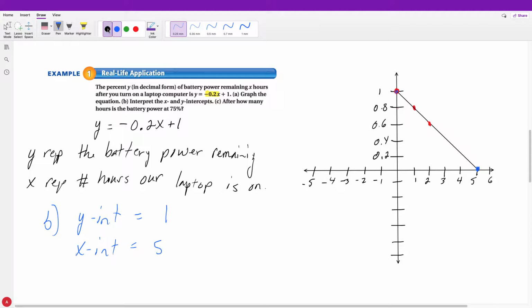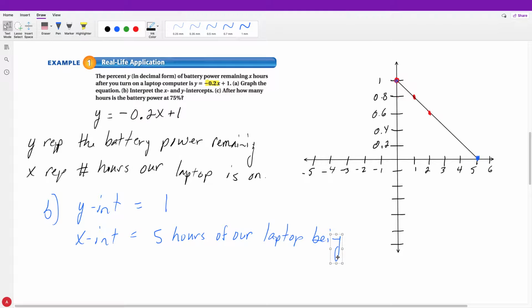And since x represents the number of hours our laptop is on, that means our x-intercept, if we were to interpret this, means that we can have 5 total hours of our laptop being on until it gets to 0% battery. And our y-intercept is representing that our 1 means 100% of battery is available. So we have 100% of battery, right?